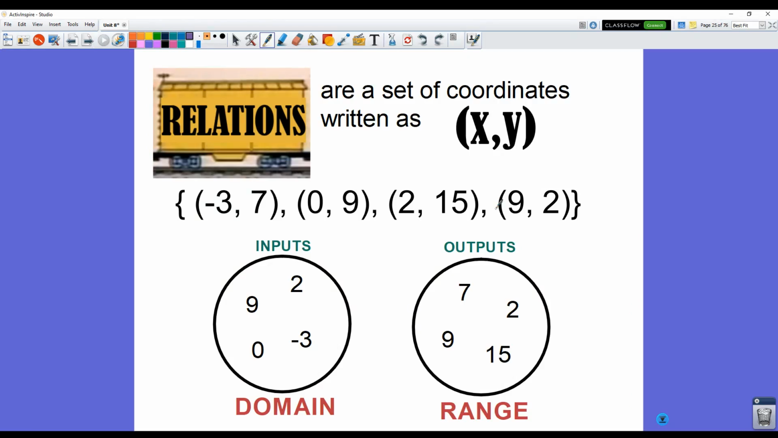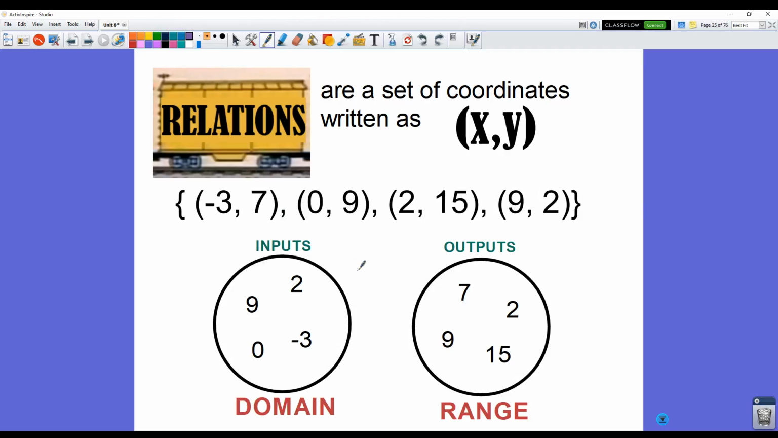A relation is a set of coordinates written as x, y. As you can see, you have a set of ordered pairs here. You've got (-3, 7), (0, 9), (2, 15), and (9, 2). Each has an x value and a y value.